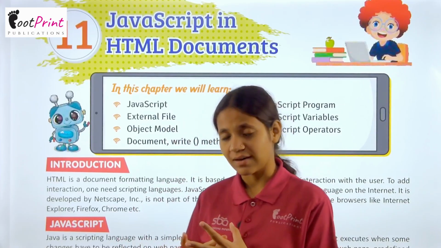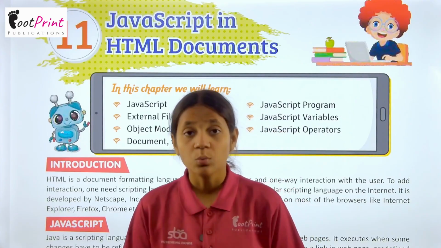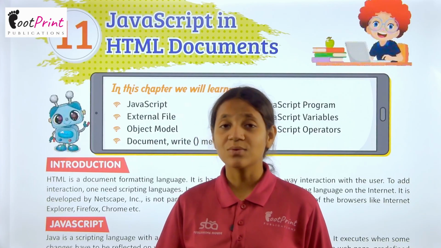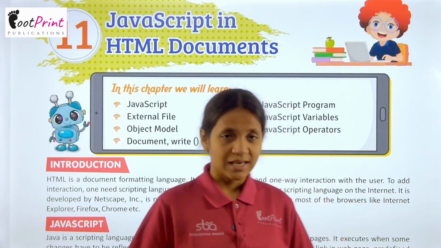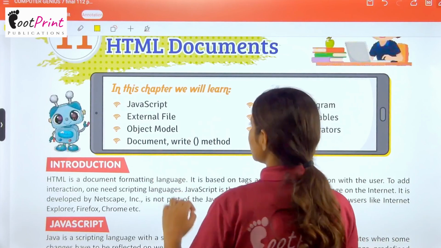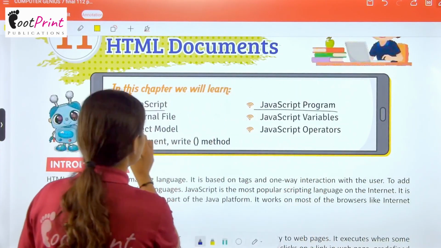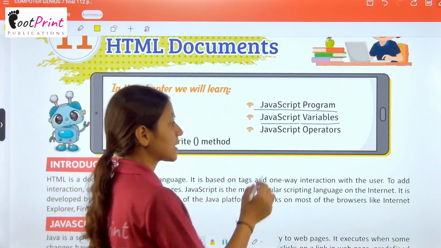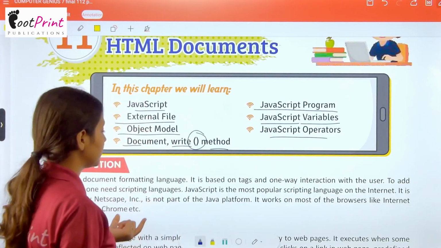So here Java and HTML are two different things but the same thing, programming language. So we have learned about the HTML document as well as the JavaScript in our previous class. So let's do the same with me in this video. Without any delay, let's start our chapter. In this chapter, we will learn JavaScript program, external file, JavaScript variables, object model, JavaScript operators, document, write, and this bracket methods.